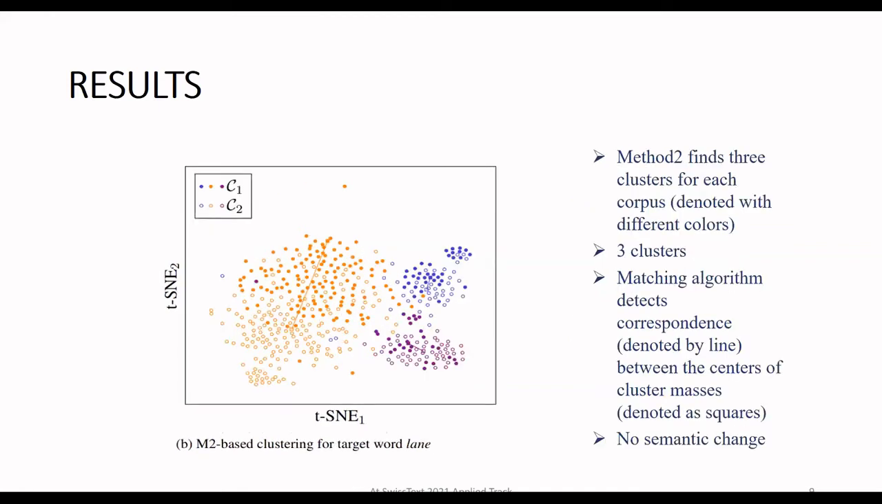Now, another result, with the second method where we use the Hungarian matching algorithm. You can see here for the word lane, there are 3 clusters obtained. For both corpora, we had 3 clusters matching. So it means that there was no change in sense for this particular word lane according to method 2, and it was correct. So yeah, these are some of the visualizations.